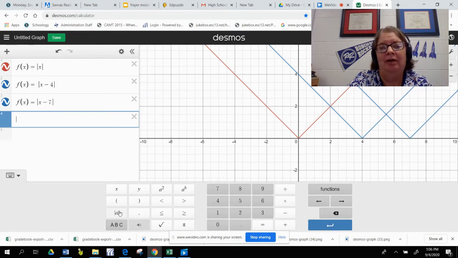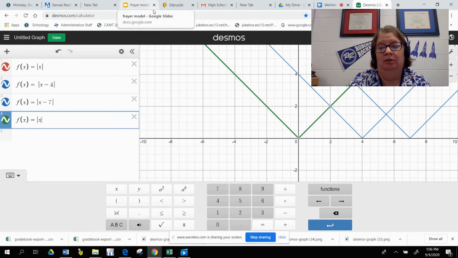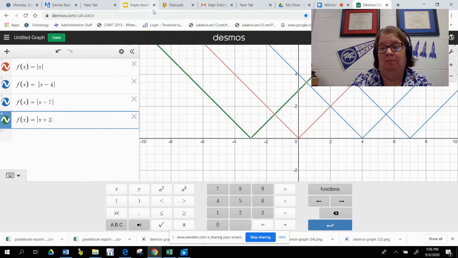Okay. So now that we see that if you subtract inside the absolute value, it moves to the right, what do you think is going to happen if we add a number inside? Where is it going to move? Move to the left. So inside the absolute value bars, that transformation is going to appear to be opposite than what you think. Plus moves to the left, minus moves to the right. Okay? Inside the absolute value bars.